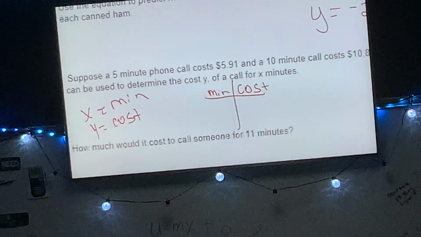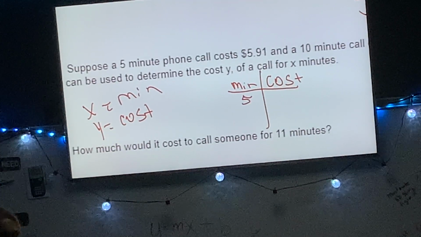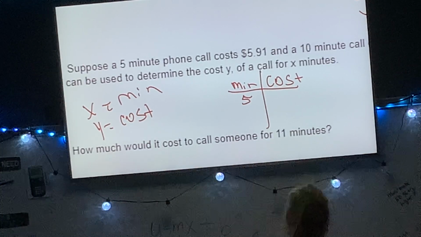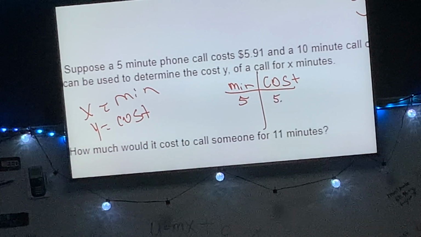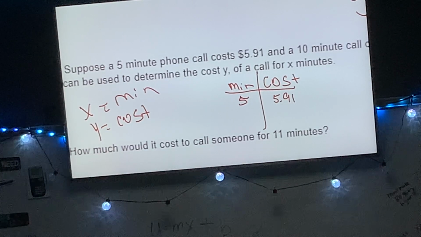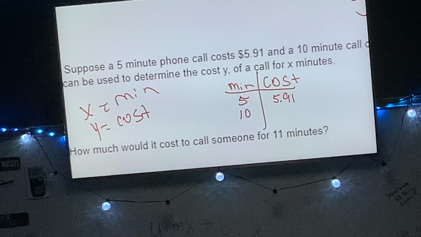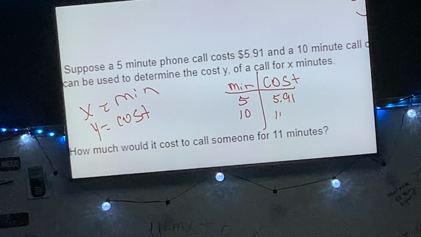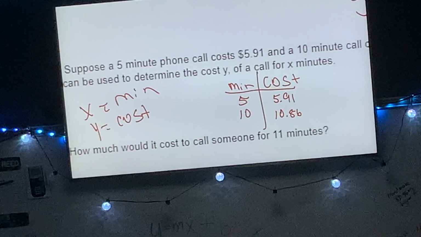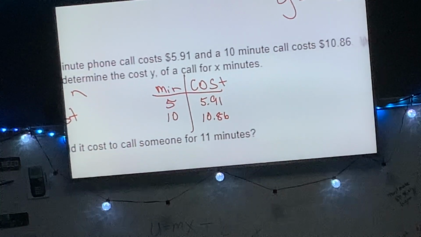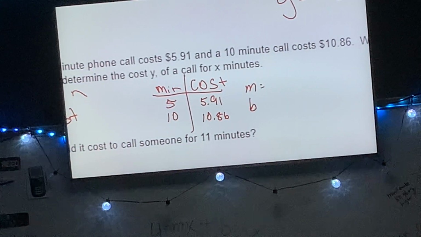Okay, so if we talk 5 minutes, what's the cost? $5.91. Perfect. If we talk 10 minutes, how much does it cost? $10.86. We're just getting that from our words. Now we need to find our slope and our y-intercept. Stat, calc, 4. Enter, enter, enter, enter, enter.